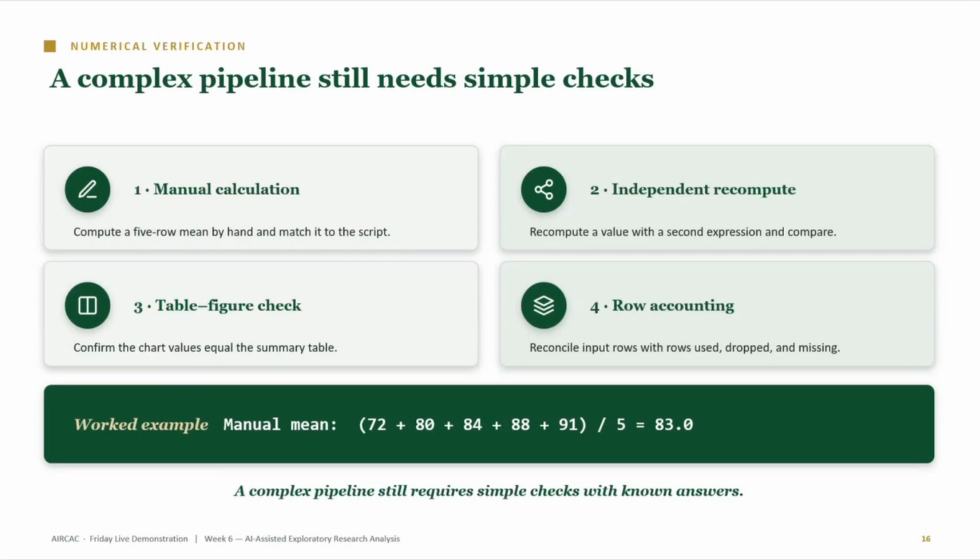So we always need simple checks in a complex pipeline. We always need to start with manual calculation, independent recomputes, small tables and figures to confirm our summary and the raw accounting. And these examples are very simple, but they show us how we can deal with a big example.